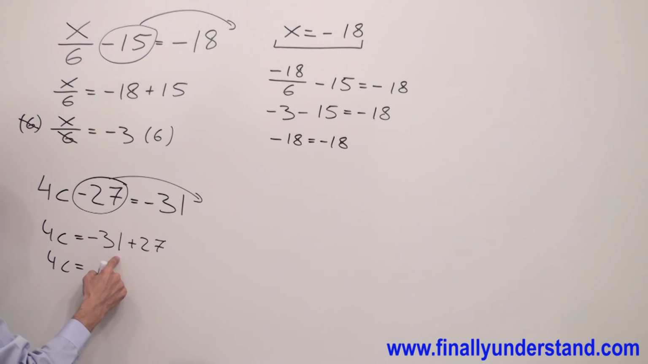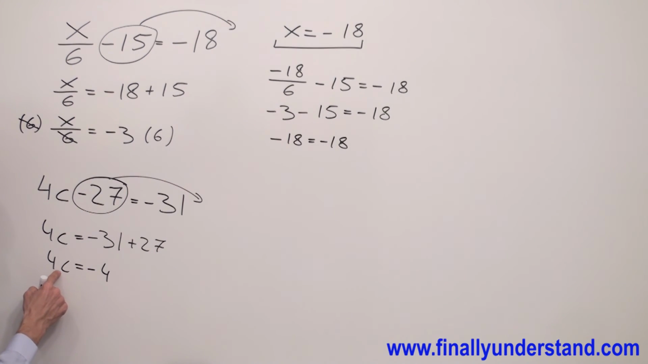Anytime you have a situation like this, remember you have to subtract from the bigger number, smaller number, and keep the sign which is next to larger number. 31 minus 27 is equal 4, and I'm supposed to keep the sign which is next to the larger number, is minus 4. I have to find value of c.